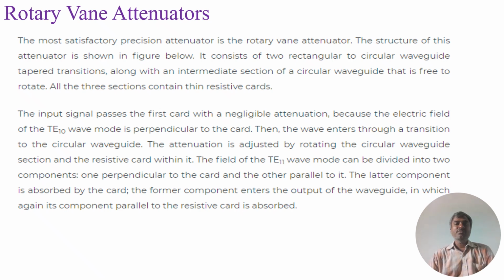The position of the resistive card can be changed by rotating the circular waveguide. Whenever the resistive card is perpendicular to the incoming microwave signal, it provides less attenuation. Whenever the orientation of the resistive card is parallel to the field component of the microwave signal, the attenuation will be maximum. Thereby different levels of attenuation are achieved.